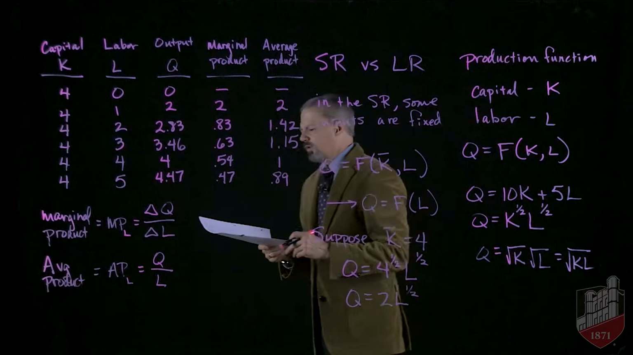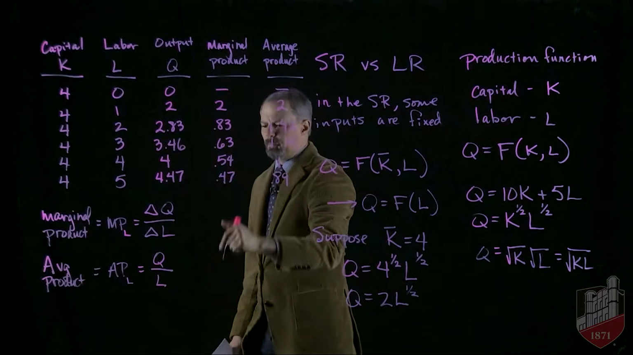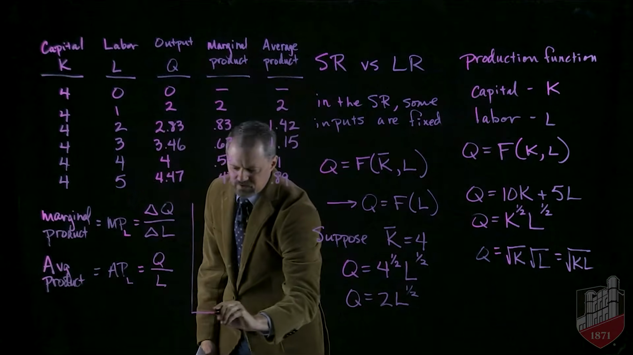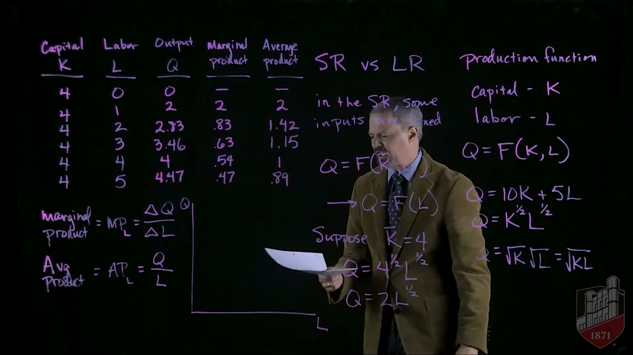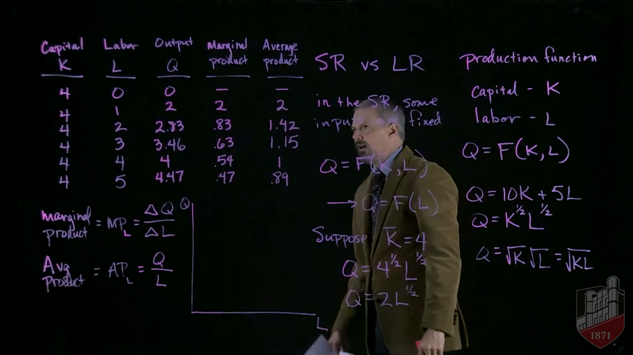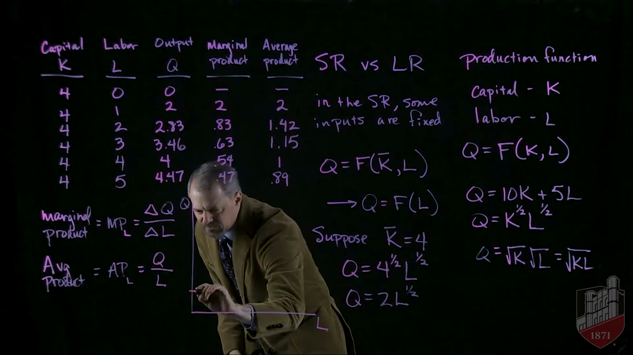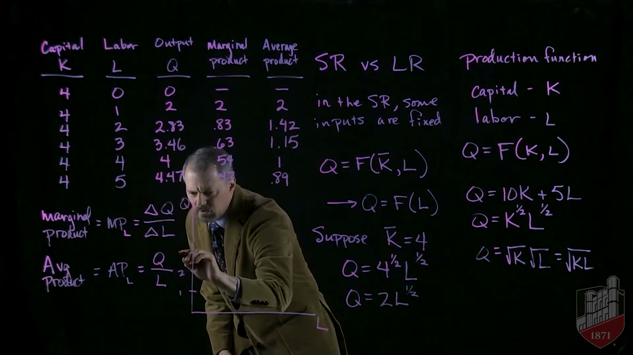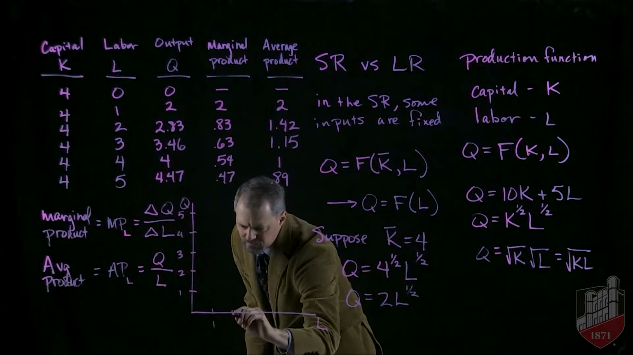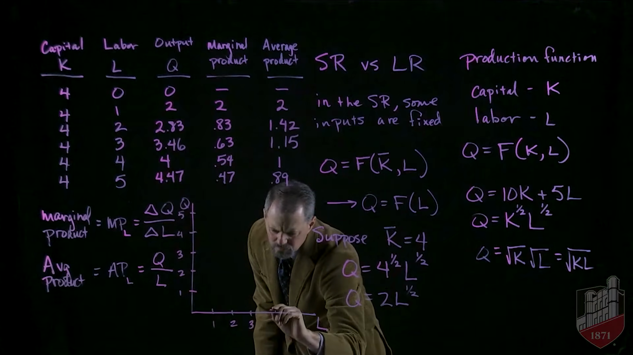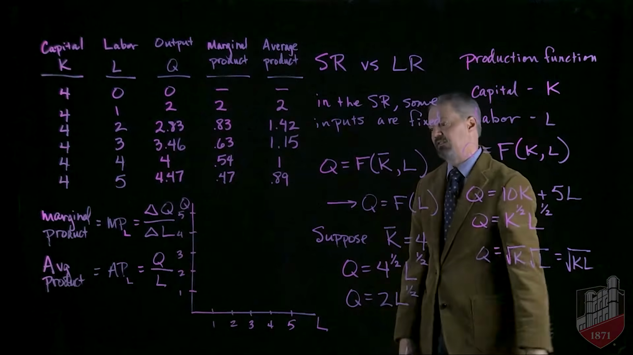Now, let's graph this. I want to graph the relationship between labor and output. And I don't need to be real precise with it, but I'm going to put output on the vertical axis. I'm going to put labor on the horizontal axis. And labor goes up to 5, output basically goes up to 5. So if I just make some marks here at 1, 2, 3, 4, and 5, and also labor up to 5, I can do a real quick sketch of what that production function looks like.